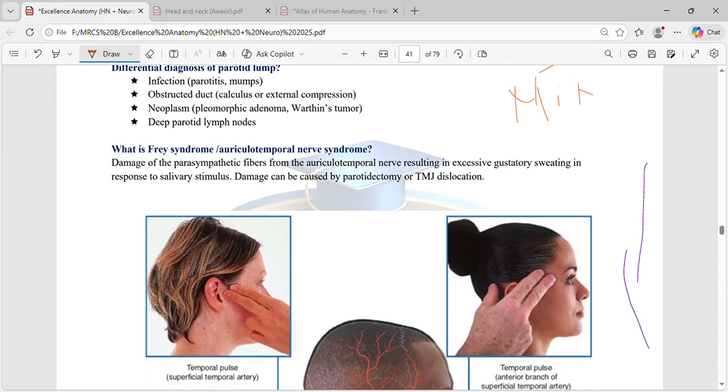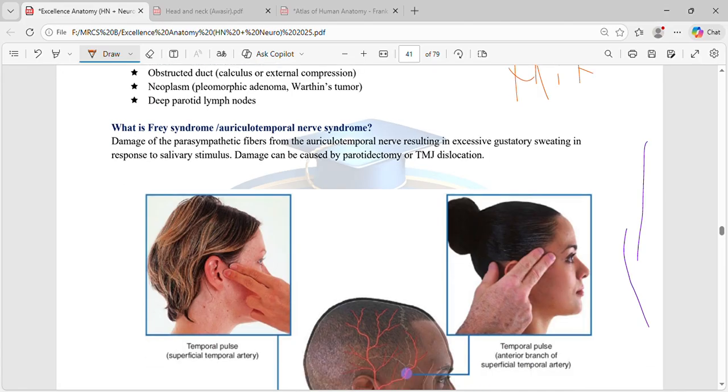What is Frey syndrome? Frey syndrome basically happens because of damage to parasympathetic fibers from the auriculotemporal nerve, resulting in excessive gustatory sweating in response to slight stimulus. Damage can be caused by parotidectomy or temporomandibular joint dislocation. Damage to parasympathetic fibers from the auriculotemporal nerve and their regeneration into the sweat glands and the blood vessels: so wherever there is parasympathetic stimulation, there will be flushing of the face and sweating of the face. So this is called Frey syndrome or auriculotemporal nerve syndrome.